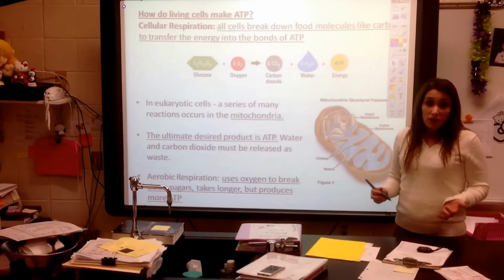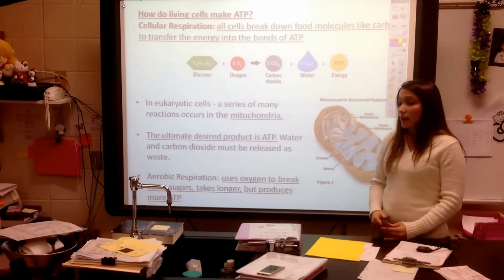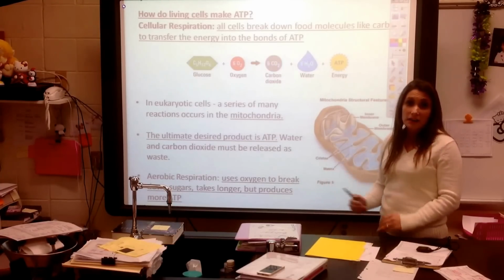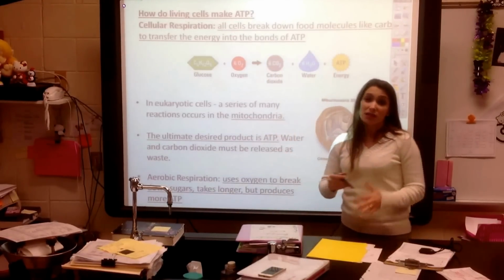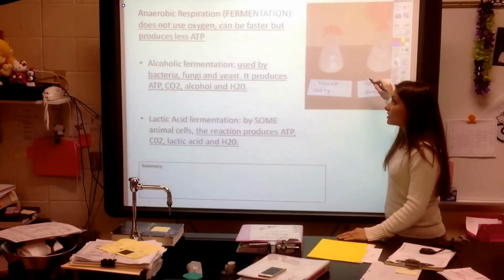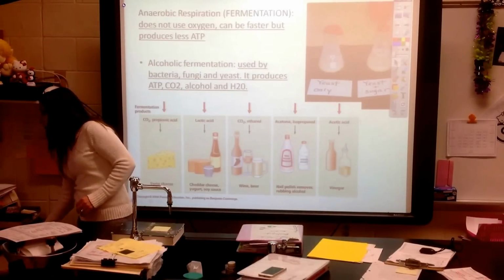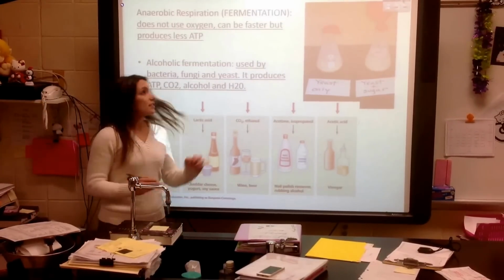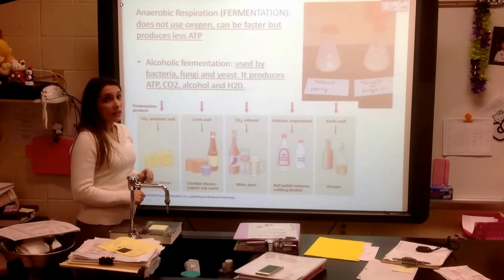Aerobic respiration. Think of the word aerobics, like aerobic class. You're going to be using oxygen to break down sugars. It does take longer though, but it gives you more ATP. So aerobic respiration, where you use oxygen, produces a lot of ATP, but takes longer. Sometimes oxygen isn't available, and that's when we need to use something called anaerobic respiration. Anaerobic respiration is when oxygen is not present. It's faster, but we produce less ATP.